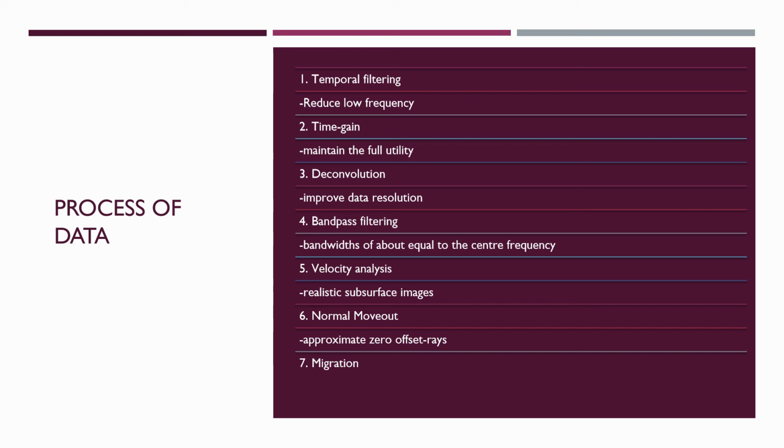Next, velocity semblance analysis is performed. Elevation and velocity static corrections must be performed to get subsurface images that are realistic. After that, by using the semblance velocities that have been obtained in the previous step, normal move-out is performed to regard the separation of transmitter or receiver to depict approximate zero offset rays.